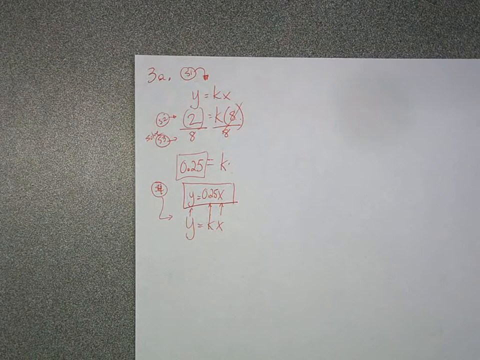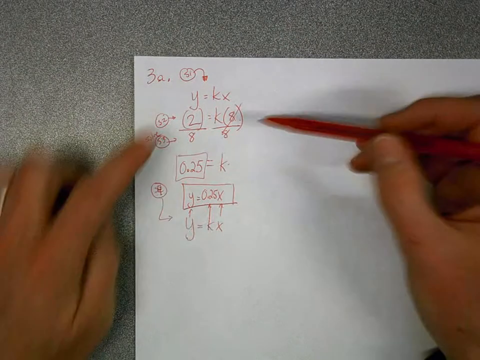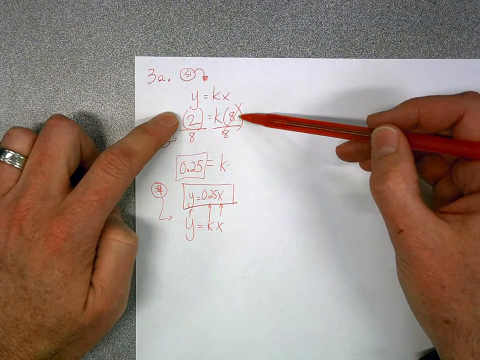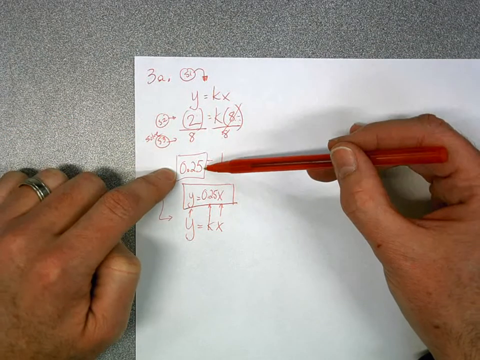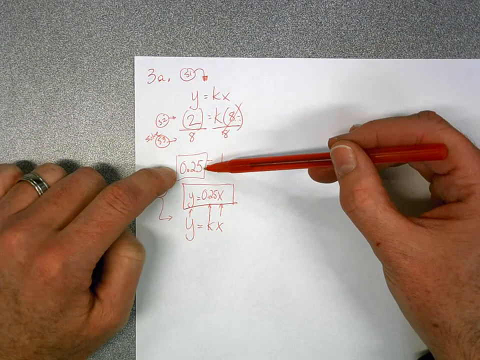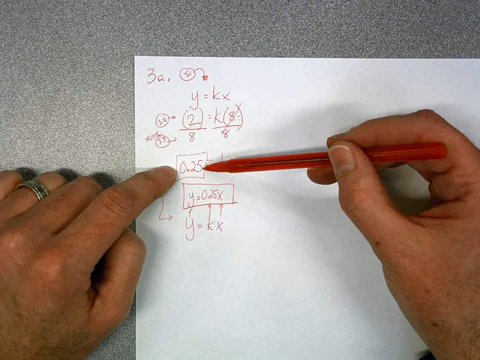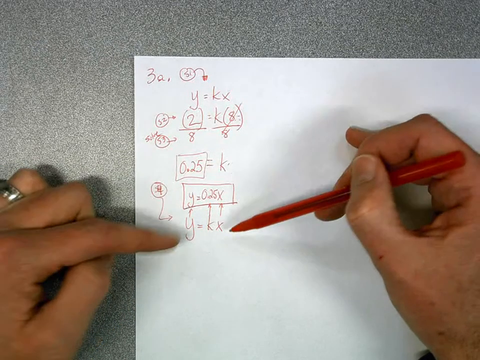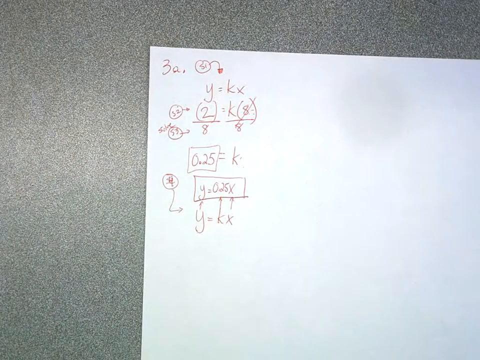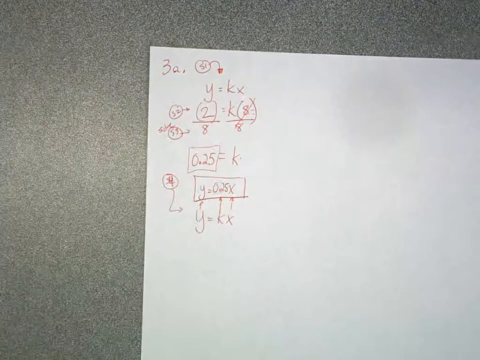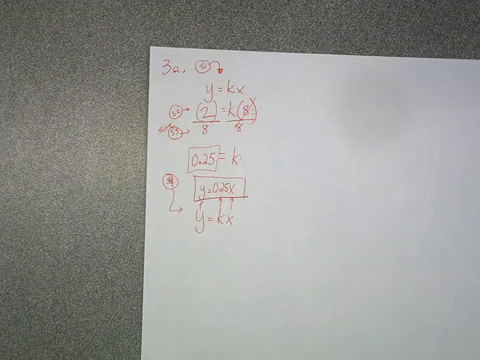So we used an example that they gave us to find out what our K was, which happens to be our slope, which we'll talk about later, and we plugged it back in for the K, and wrote our generic equation.